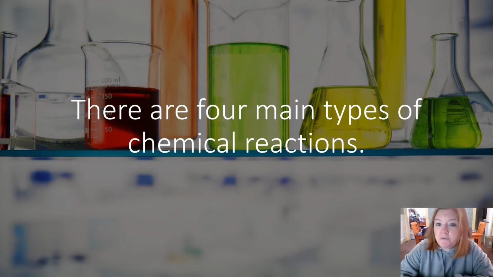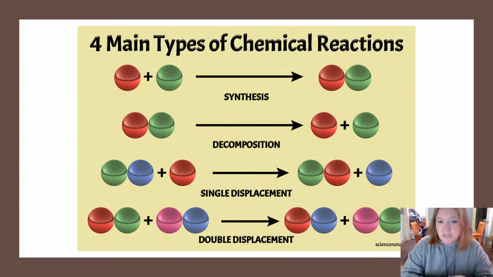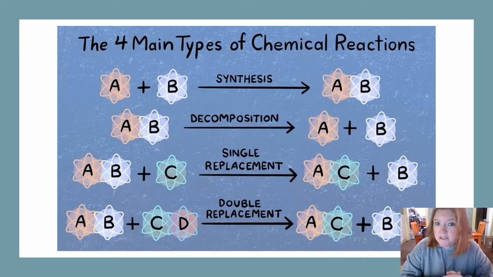All right, so there are four main types of chemical reactions. What are they? Synthesis, decomposition, single displacement, and double displacement. So what do you notice? Sometimes it's called single displacement, sometimes single replacement, sometimes double displacement, sometimes double replacement. Doesn't matter.